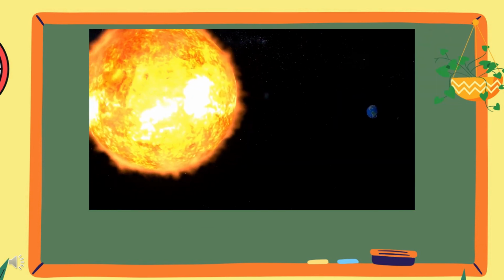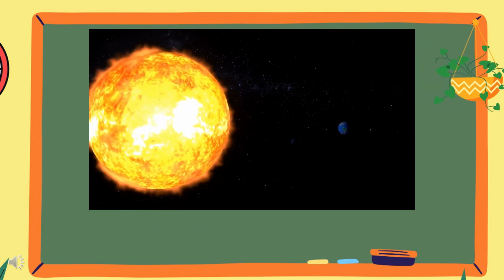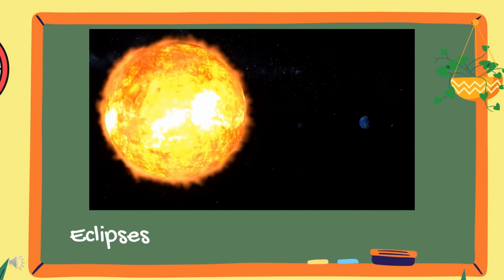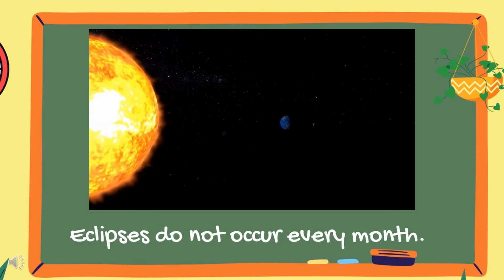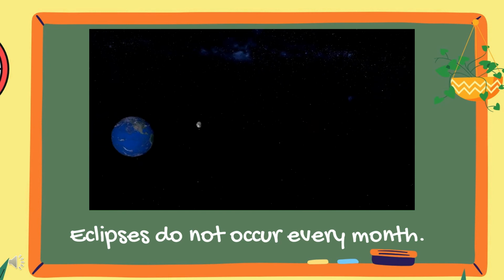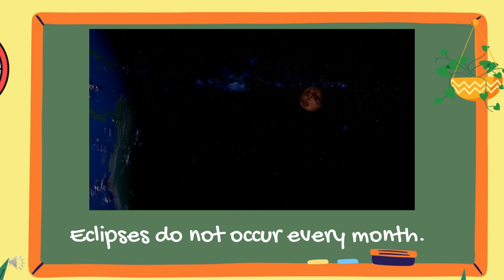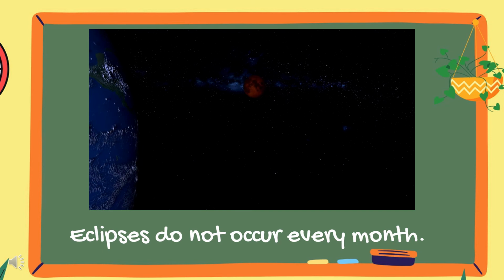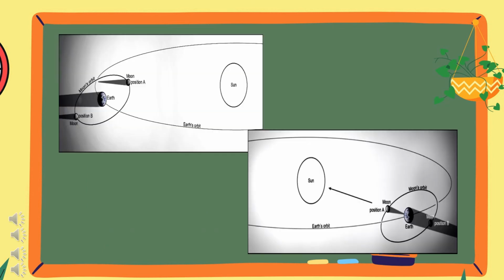In your earlier grades, you have learned that it takes about 1 month for the Moon to complete its trip around the Earth. If that is the case, then we should be observing monthly eclipses. In reality, eclipses do not occur every month. There are only about 3 solar eclipses and 3 lunar eclipses in a year. What could be the reason for this? The answer lies in the orbit of the Moon.